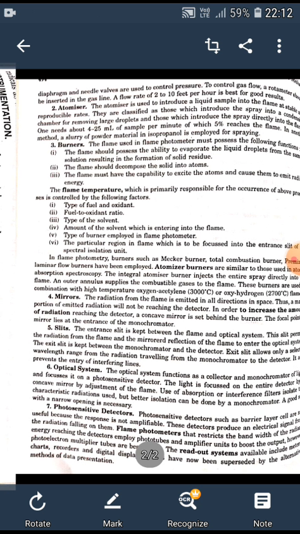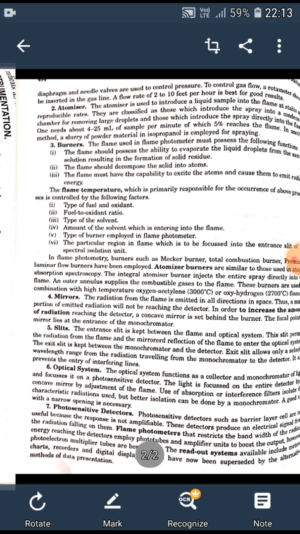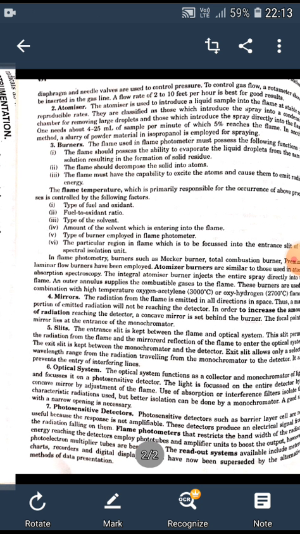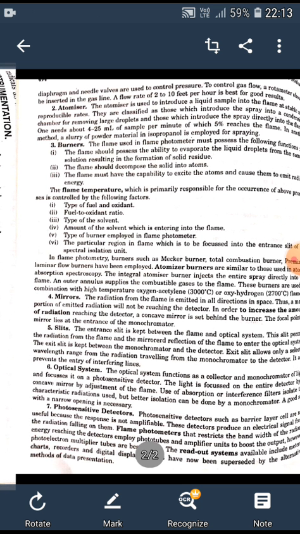Next, which is used in flame photometer, are the slits. The entrance slit is kept between the flame and optical system. This slit permits the radiation from the flame and the reflection of the flame to enter the optical system. The exit slit is kept between the monochromator and the detector. Exit slit allows only a selected wavelength range from the radiation traveling from the monochromator to the detector. It also prevents the entry of interfering lines.